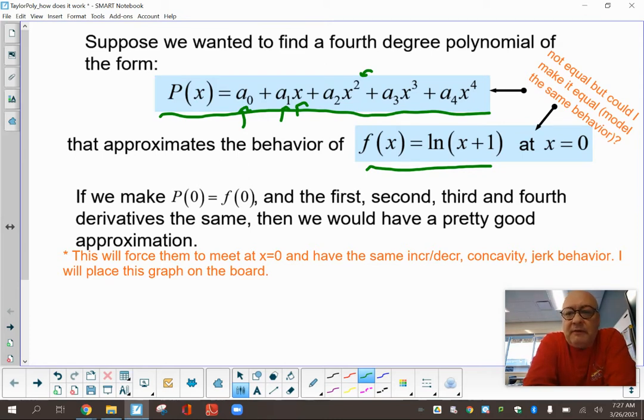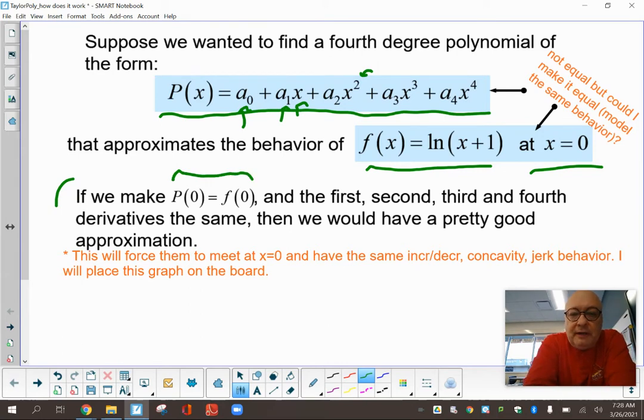But if I want to pick the function of ln of x plus 1, and I'm going to have it be a Maclaurin series, so it's going to have to match at 0, the function with the polynomial, and then hug each other around 0. What we're going to need to do here is, if we're going to create this polynomial, we're going to have to make the y-intercept, the x equals 0 spot, we're going to have to make them equal.